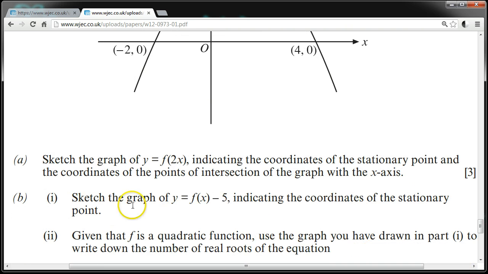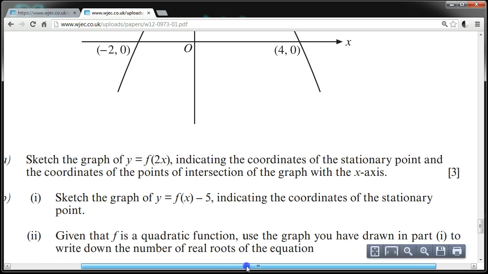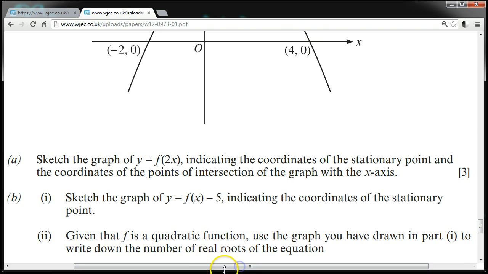B. Sketch the graph of y equals f of x minus 5, indicating the coordinates of the stationary point. C. Given that f is a quadratic function, use the graph you have drawn in part B to write down the number of real roots of the equation.